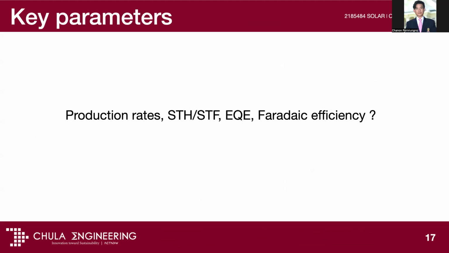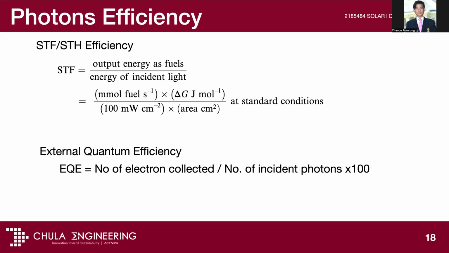Okay, so these are key parameters for this field. One is production rate. Production rate tells you how much hydrogen or CO2 reduction product is produced over a certain amount of time. That's straightforward. Solar to hydrogen is the key metric, or solar to fuels. Solar to fuel is the big umbrella, and solar to hydrogen is a subset of solar to fuels. So it's about how much energy you can convert from the solar energy, right? Then you have the EQE, which is the external quantum efficiency, and then you have Faraday efficiency. So let's go one by one.